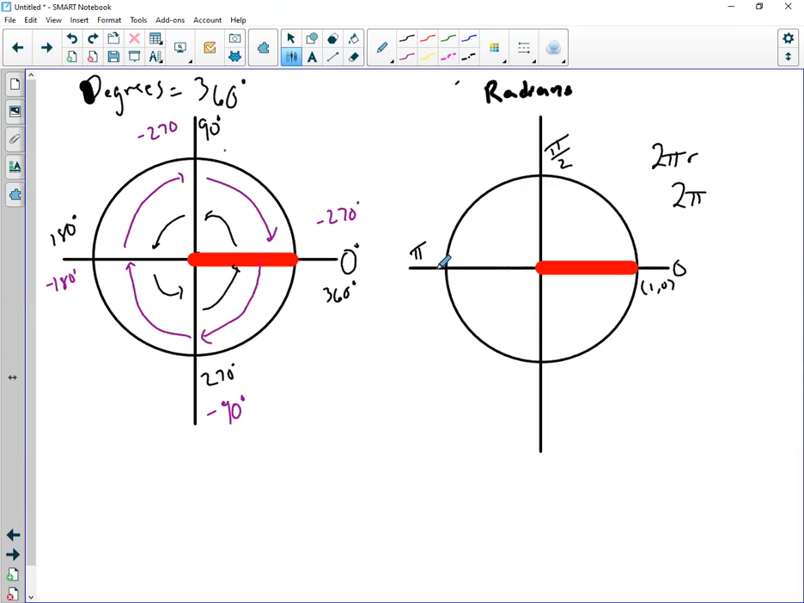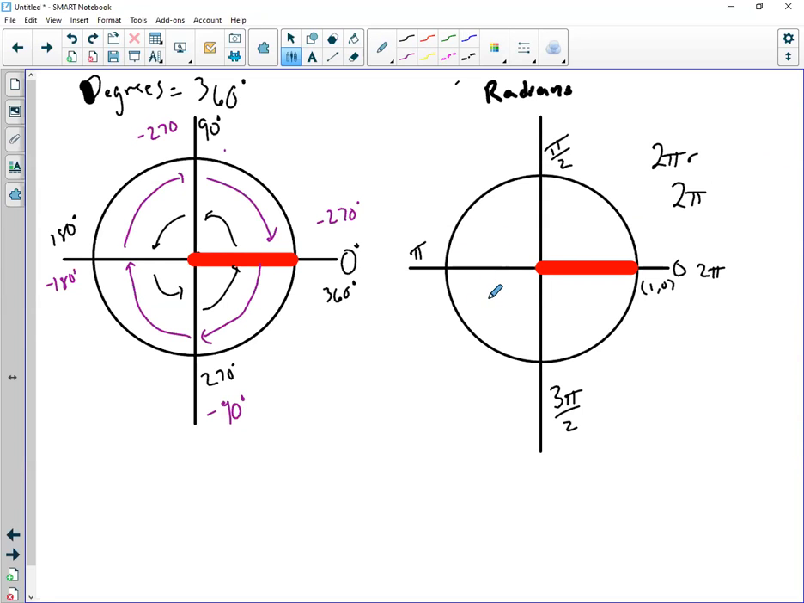If I go all the way to here, so we go pi over 2, 2 pi over 2, 3 pi over 2. And then when we get to here, it would be 4 pi over 2, which would be the same thing as 2 pi, which is a full rotation.